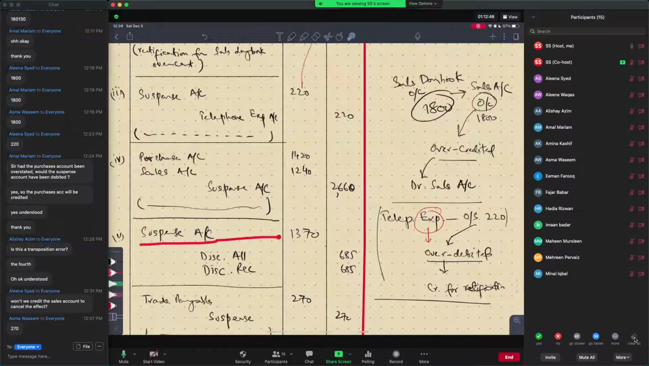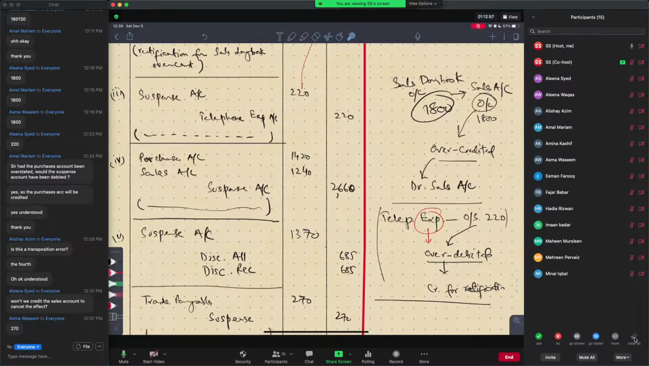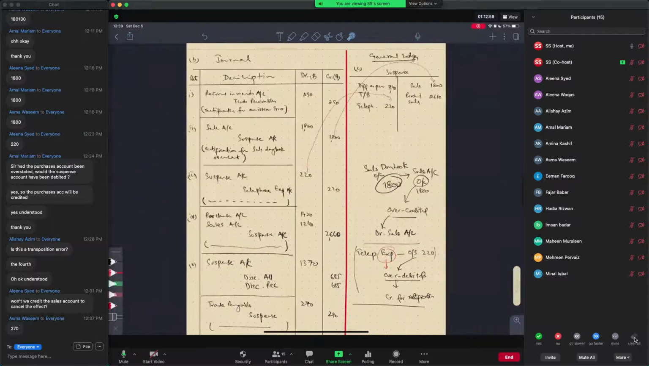The next one is suspense account debited with 1370 with discount allowed and discount received credited. So the point is 1370 has to be on the debit side. So this 1370 is going to come on the debit side here, this 70. And this time I will choose a partial entry. Discount allowed will be 685 and discount received will be 685, right?